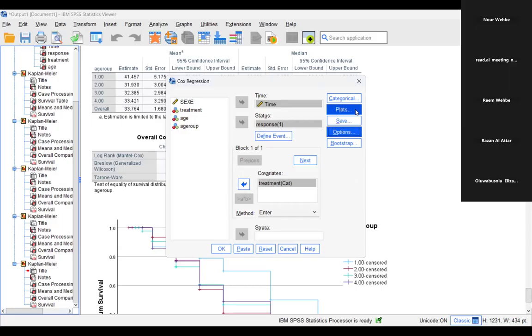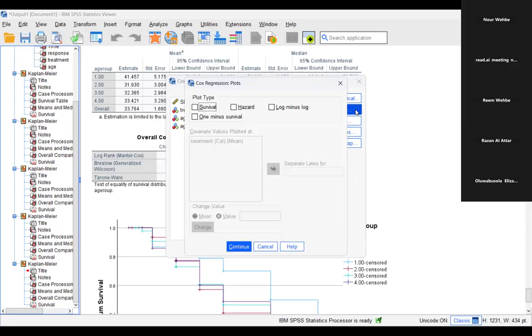And there is something else in the plot, and I'll talk about it in a minute. In the plot, you can have the survival, which we've done already. I want to do something called log minus log, and I'll tell you why I'm going to do it. So we put log minus log, and I want the plot by treatment. This log minus log is a way to graphically check the assumption of proportionality of hazard.